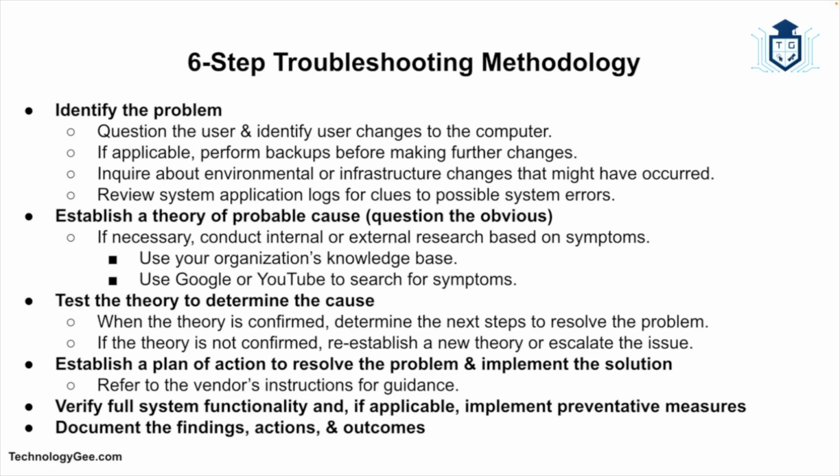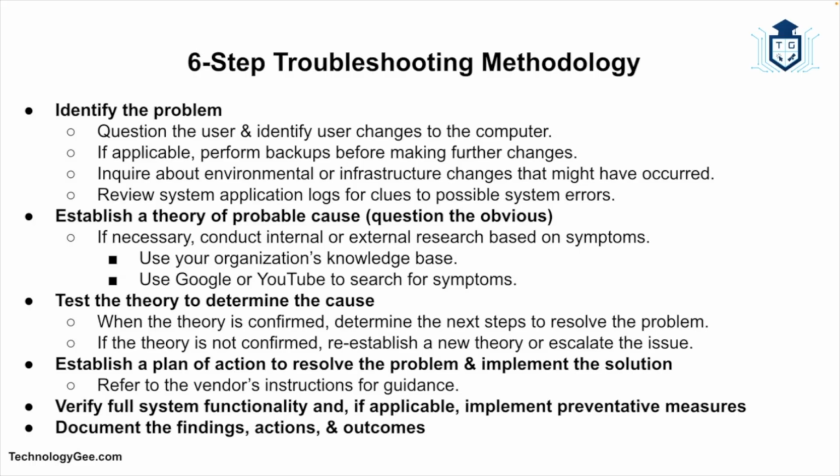All right, so before we get into any of that, we got to talk about the 6-step troubleshooting methodology. Now, when it comes to troubleshooting any issues with your computers, this is the methodology that CompTIA recommends that you follow. However, when you're dealing with issues in real life, this thing can vary. But as far as this is concerned, first thing you want to do is identify the problem. So you want to question the user and identify any user changes to the computer. If applicable, you want to perform backups before making further changes. You want to inquire about environmental or infrastructural changes that might have occurred. You want to review system and application logs for clues to possible system errors.